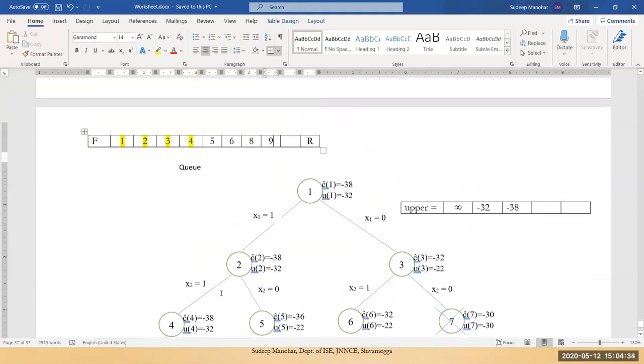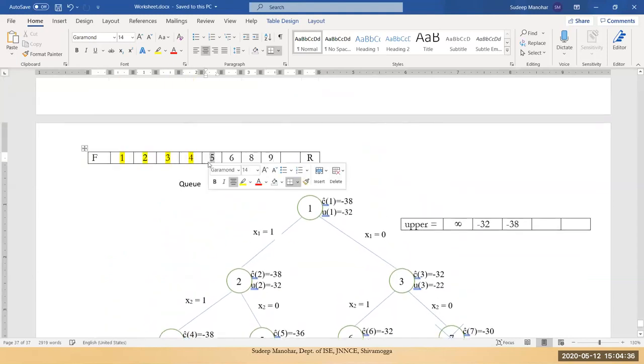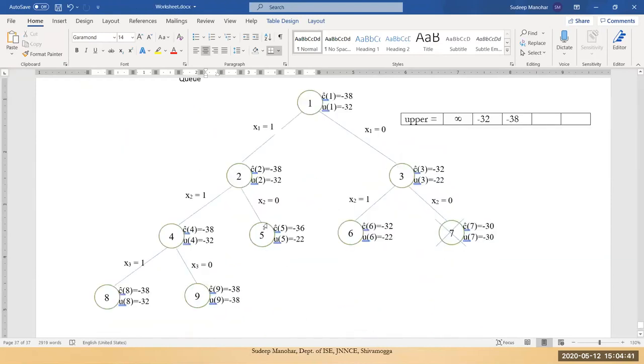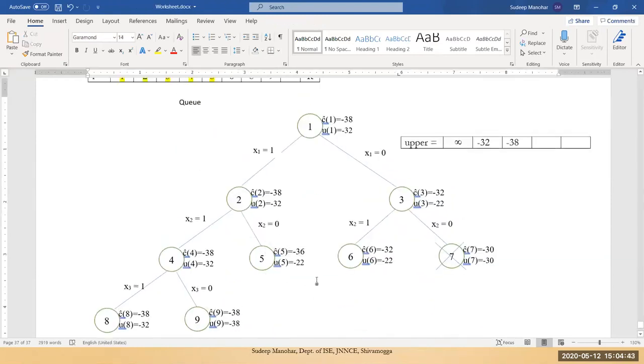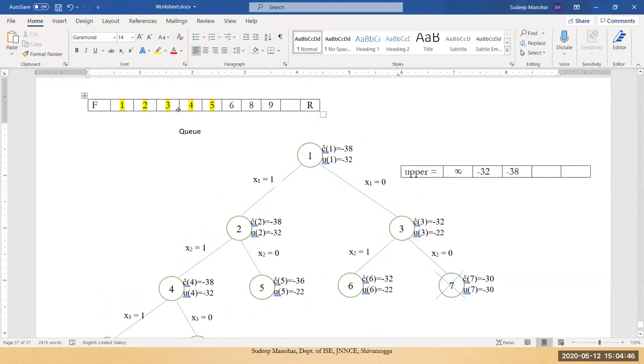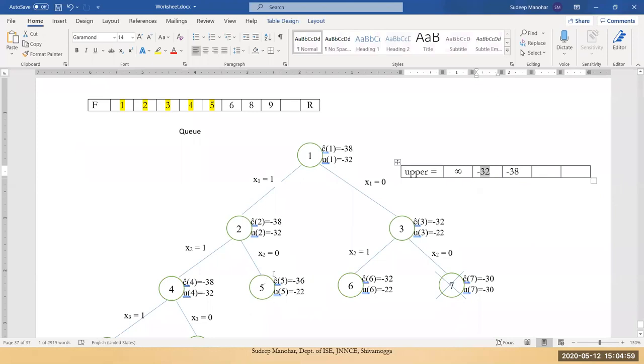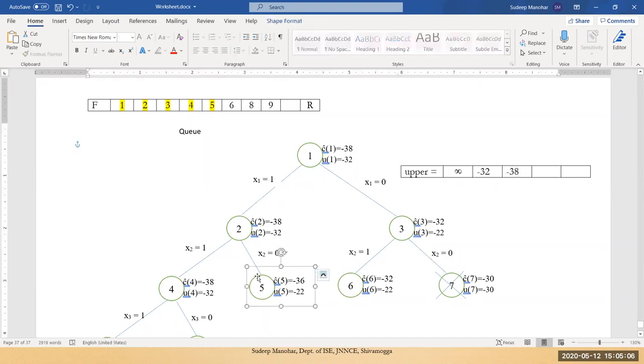Next, which node do you have to choose? You have to choose 5. I will choose 5 as the E node. One more thing: whenever you choose any node from the queue, which becomes the next E node, you first check whether the upper value is updated. Previously upper was minus 32 and hence this was the E node. Now upper is updated to minus 38. There may be a chance that node number 5 may be killed.